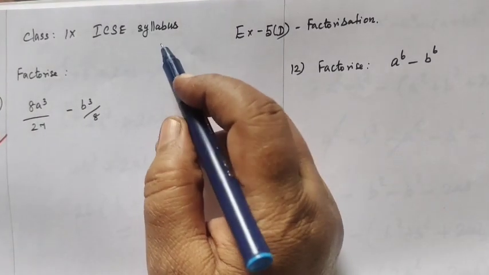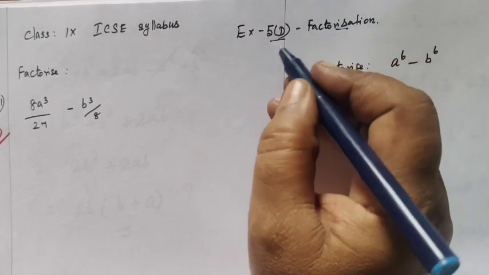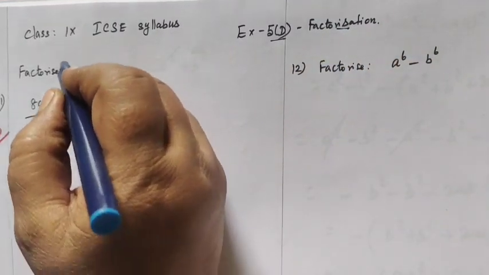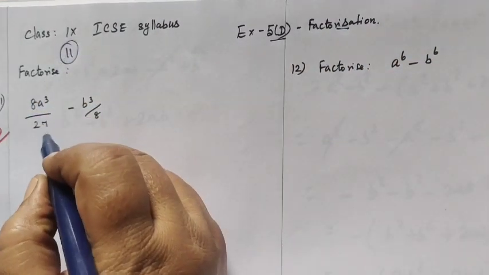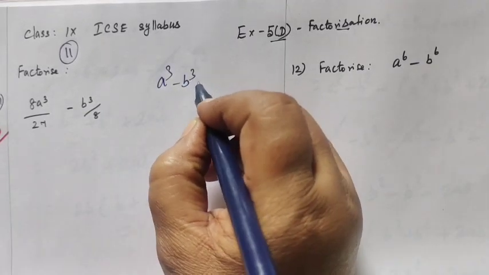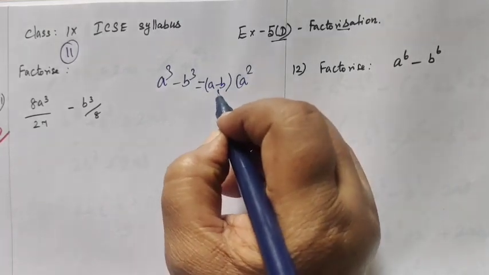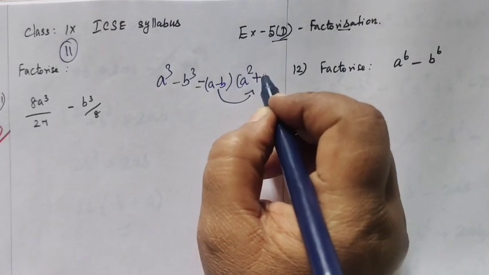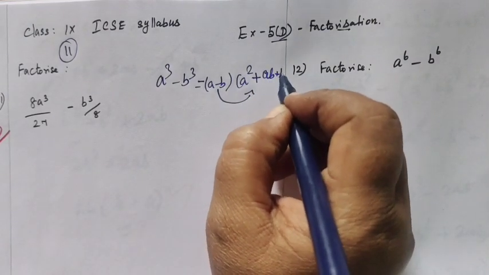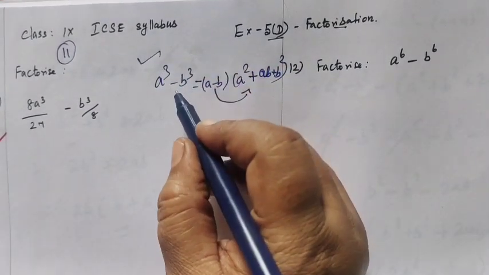So for the class 9 ICSE syllabus, exercise 5D on factorization. Factorize, question number 11. Here we are using the formula a cube minus b cube equals a minus b, into a square, where minus means inside plus ab plus b square. So this is the identity for minus.